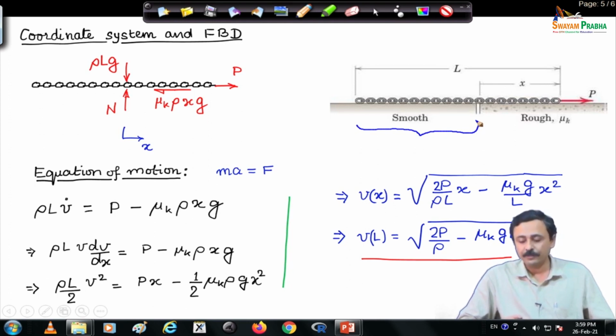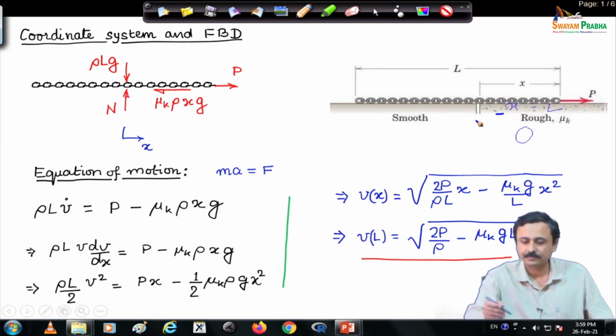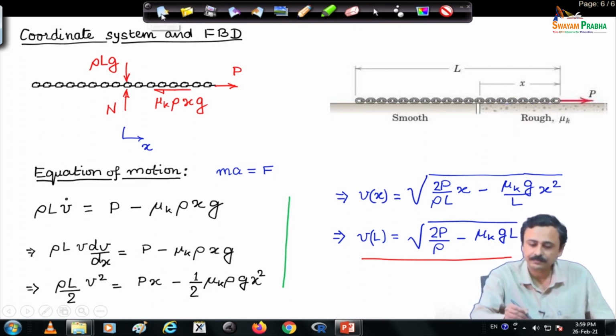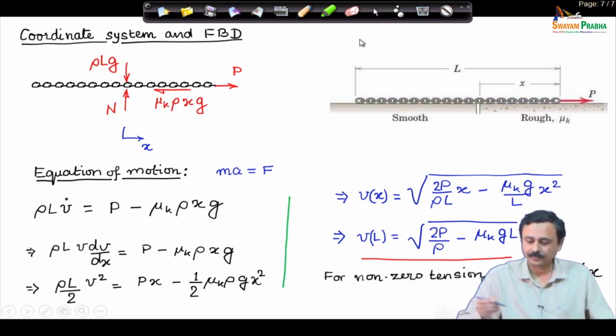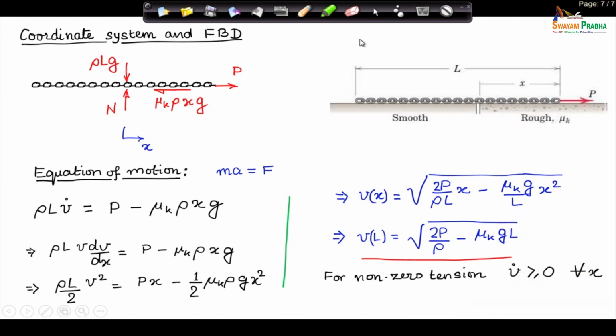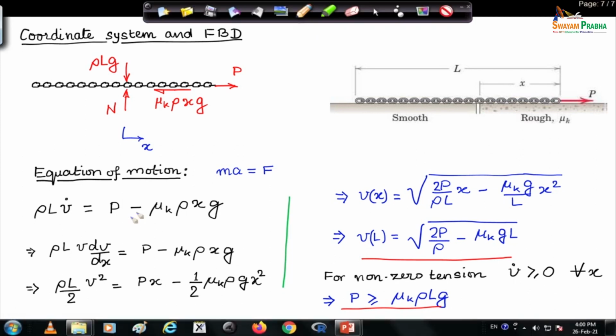Therefore, to prevent collapse, my acceleration must be greater than or equal to 0. If it is equal to 0, then the tension goes to 0, but if you want the tension maintained, then it must be greater than 0. For that, you can see from here that acceleration will be positive if P is greater than this value.